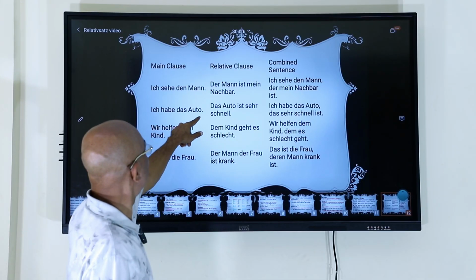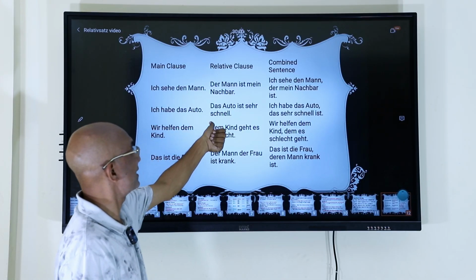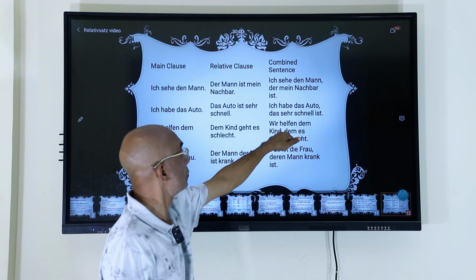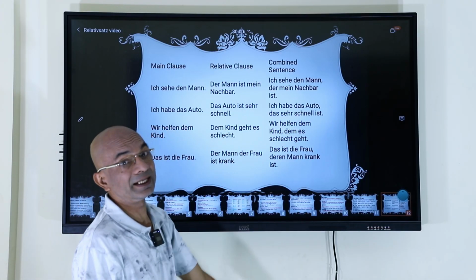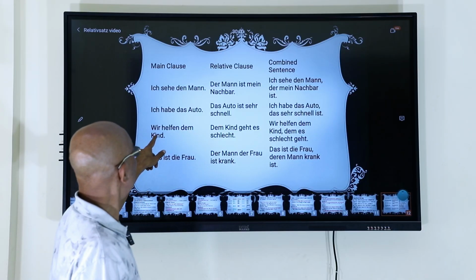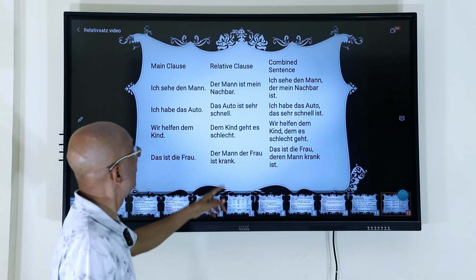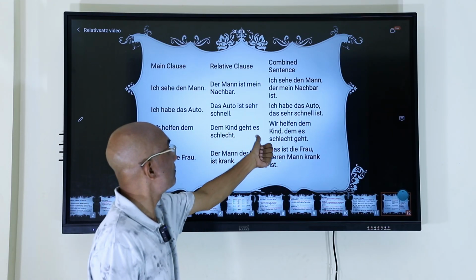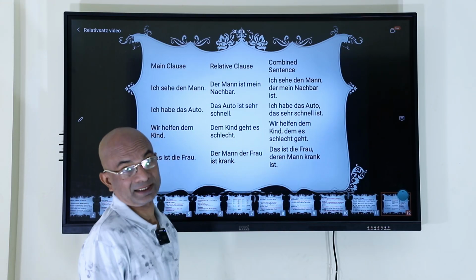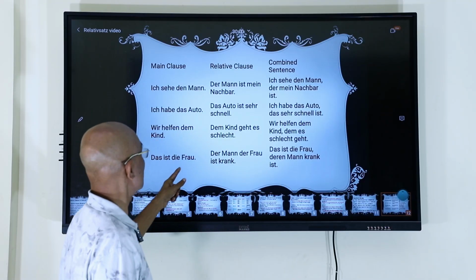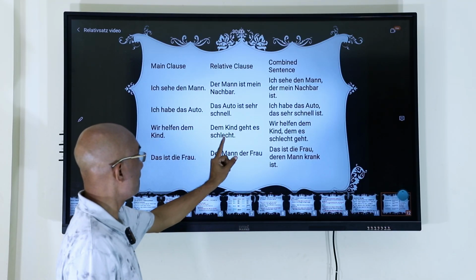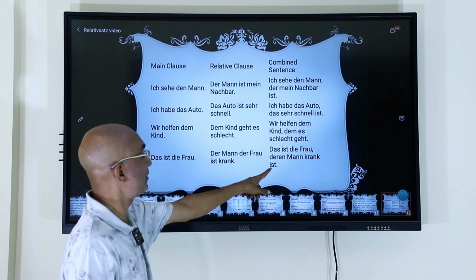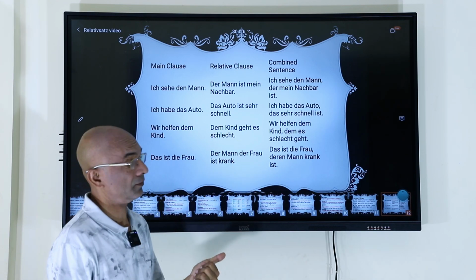Ich habe das Auto, das Auto ist sehr schnell. Okay, two sentences here: ich habe das Auto, das sehr schnell ist. Wir helfen dem Kind, dative, dem Kind geht es schlecht. Okay, wir helfen dem Kind, dem es schlecht geht. Und das ist die Frau, der Mann der Frau ist krank. Das ist die Frau, deren Mann krank ist.